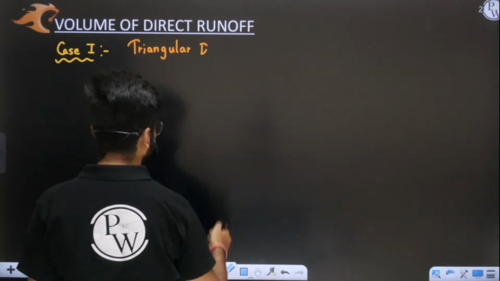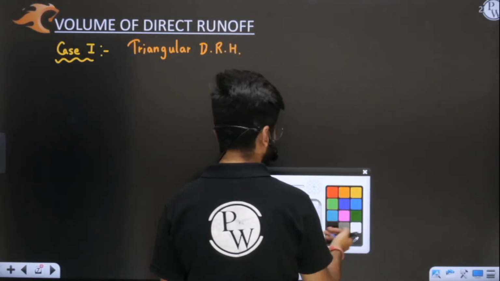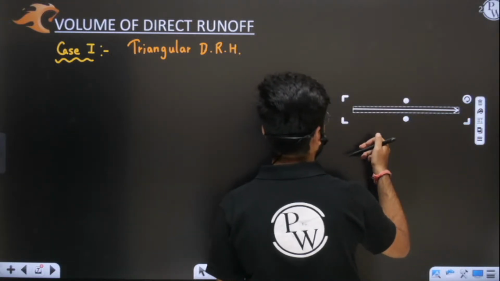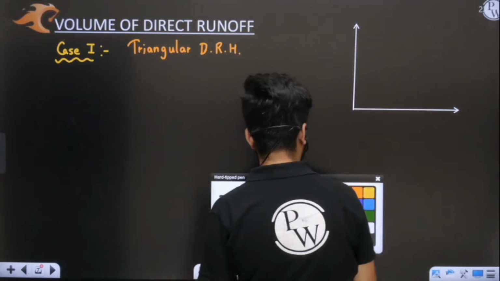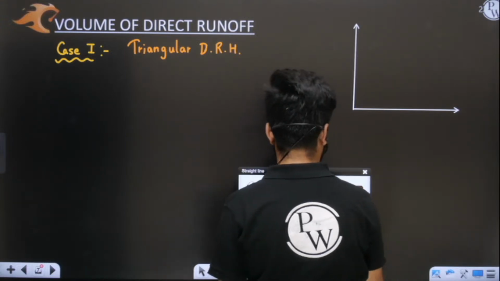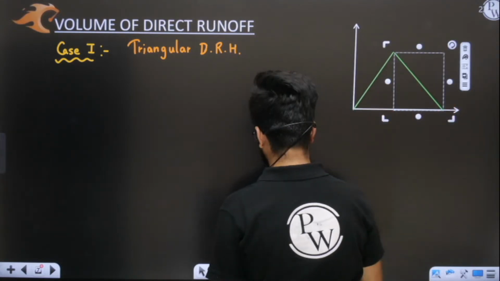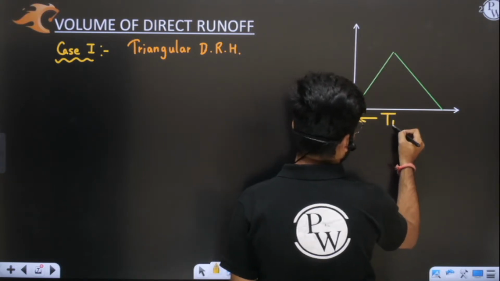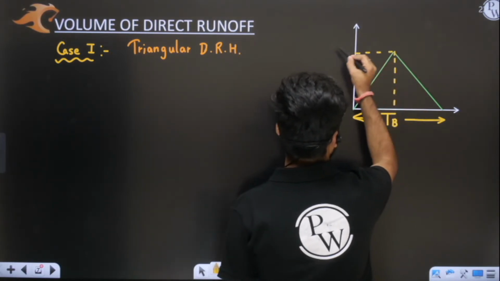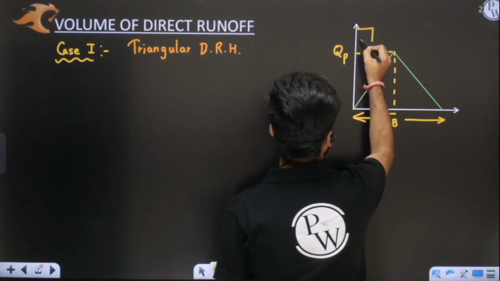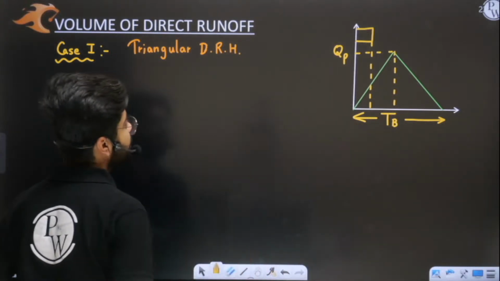So how will we solve it? Triangular DRH is very simple, because in a triangular DRH, the area can be found out very easily: half base into height. That's why it is simple. It will be like this. This will be the base time, given as TB. This will be the peak discharge, and here we will have the duration and everything. So this will be given to you in a triangular DRH.